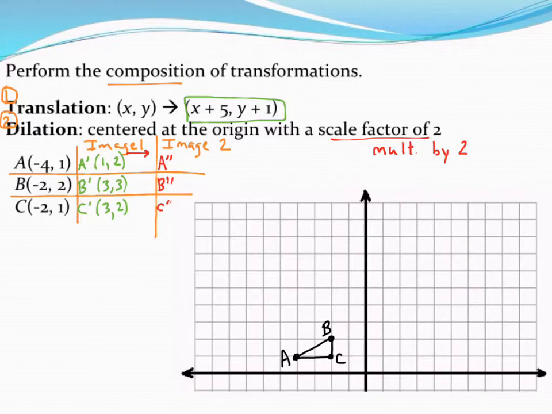So from the column where I left off to find A double prime, if I multiply each of those coordinates by 2, I end up with 2, 4. Again, for B double prime, let's go ahead and use those and double each one. So I ended up with 6, 6. And finally, for C double prime, I'd end up with 6, 4. So those should be the coordinates of my final image once I've both translated it and dilated it by making it twice as big. So go ahead and pause the video, get those points graphed. Let's see if it looks like we're predicting it's going to look like.